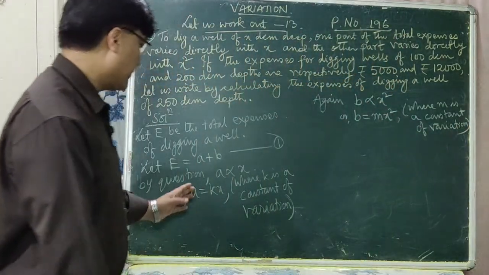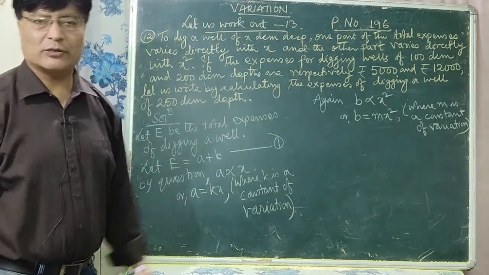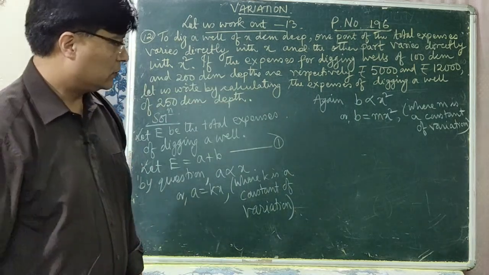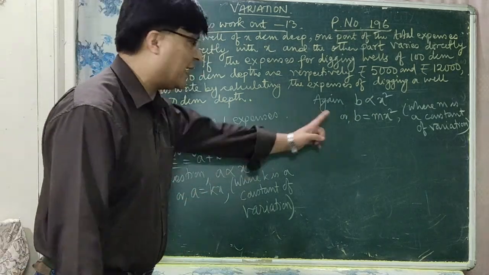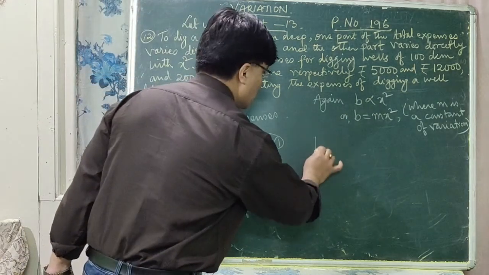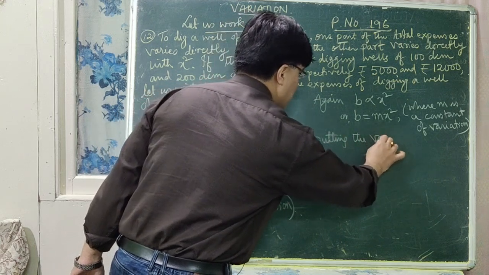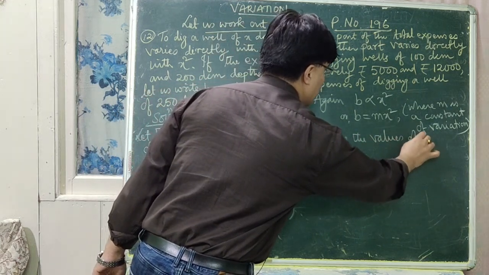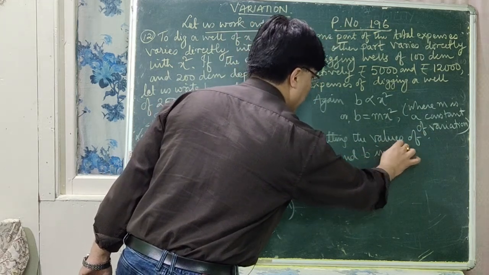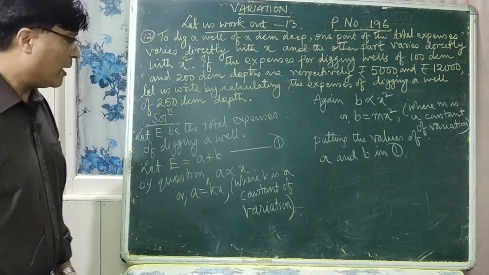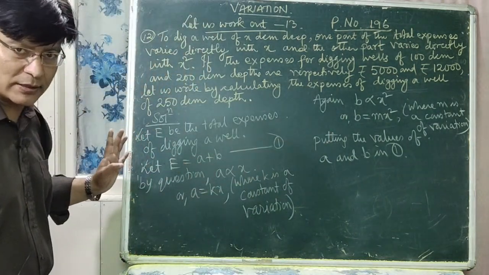So we have got the values of A and B. That is, A is equal to Kx and B is equal to what? This is your mx square, right? So let us put the values of A and B in one. So putting the values of A and B in number one, right? Now what do we do? We have to put the values of A and B in one, okay?